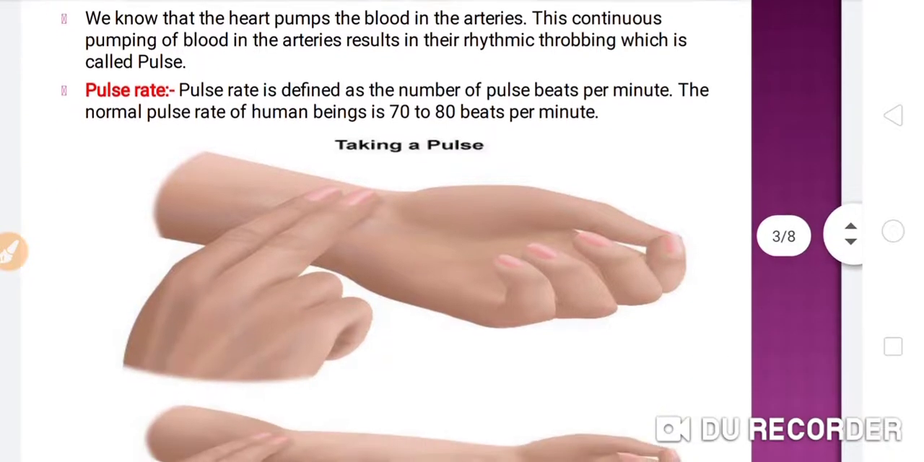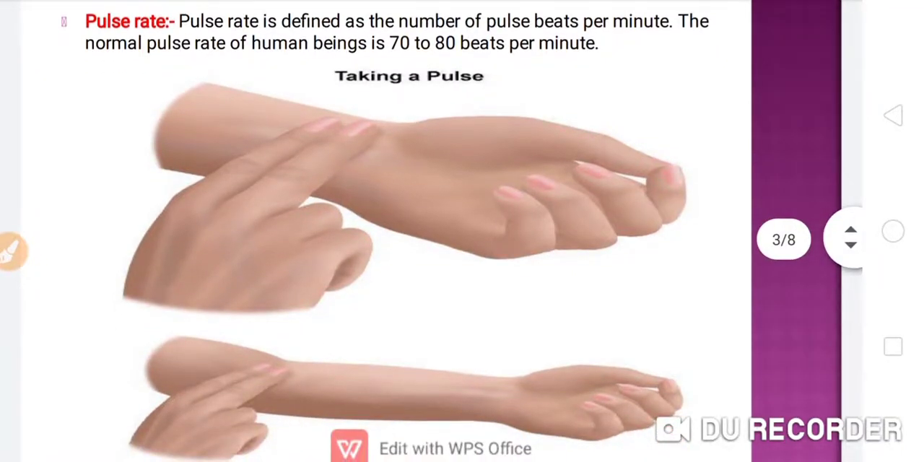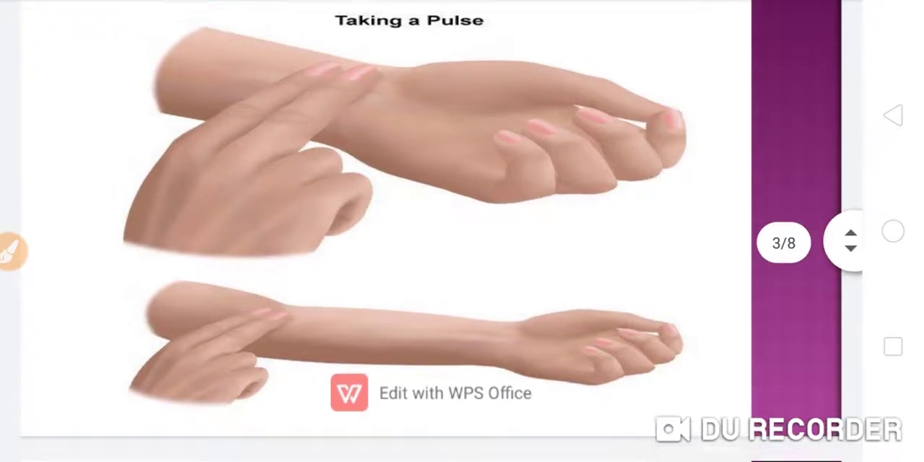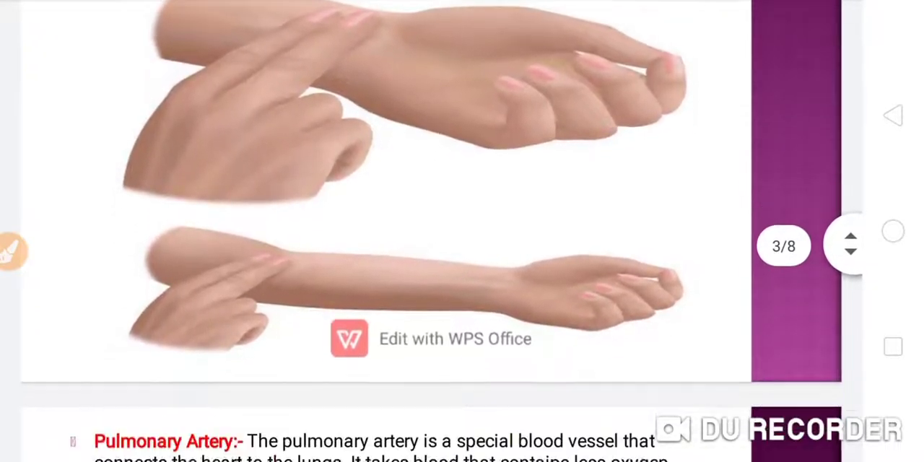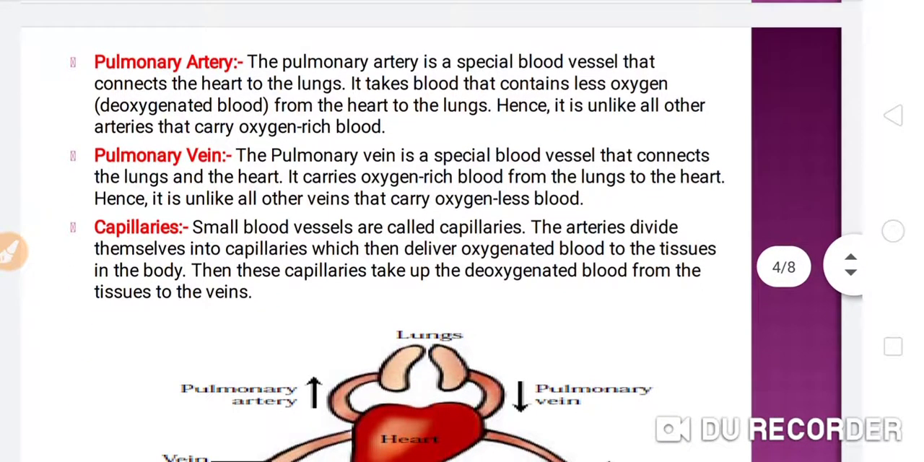Now how can we check the pulse rate? You can hold your wrist as well as your arm. In both ways you can measure your pulse rate, and doctors measure our pulse rate through both methods.